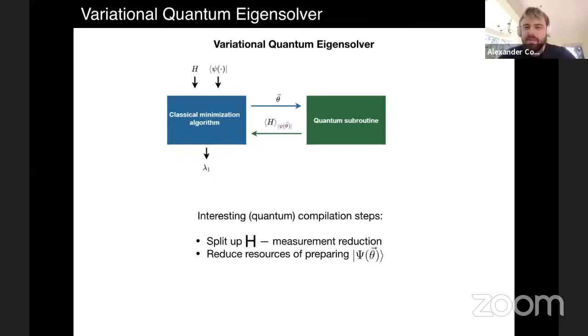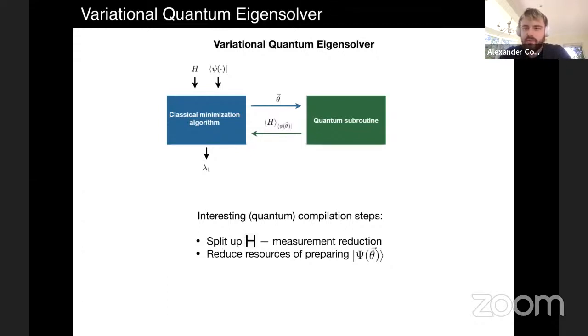So I'm going to be talking about a specific ansatz for the variational quantum eigensolver and some things that we can try and do to reduce the resources for it. So in some VQE loop, we have a few different elements which we can modify to suit our needs best. Here I've put up that we can split up the Hamiltonian, which we're trying to find the ground state energy for, through measurement reduction by finding commuting observables which can be measured simultaneously.